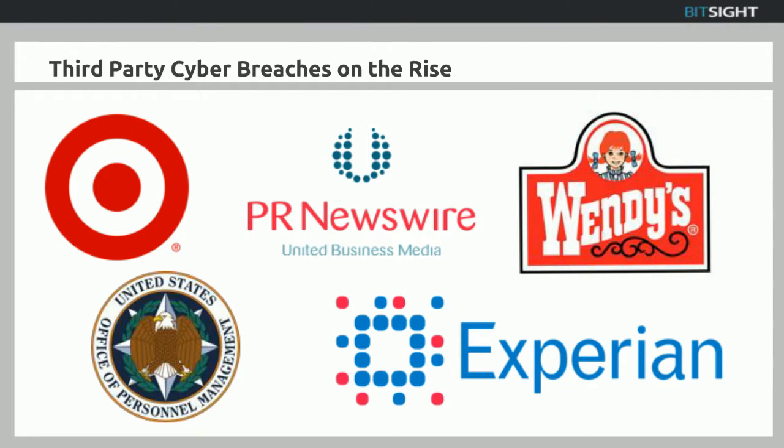That's because a lot of breaches over the past 2 to 3 years have happened through third parties of important organizations. These are some of the companies that have suffered breaches that emanated at third parties, so Wendy's, Experian, and the others that you see here. And the most famous one is probably Target, where the breach happened through the HVAC vendor that they had contracted.